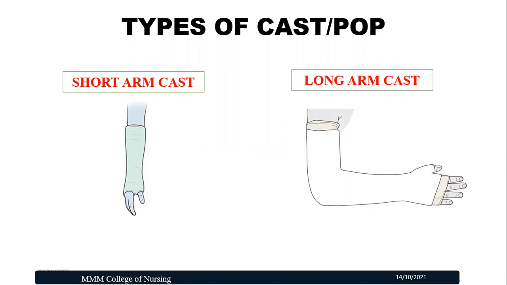Next is the long arm cast. The long arm cast extends from the axillary fold to the proximal palmar crease. The elbow is usually immobilized at a right angle in this cast.